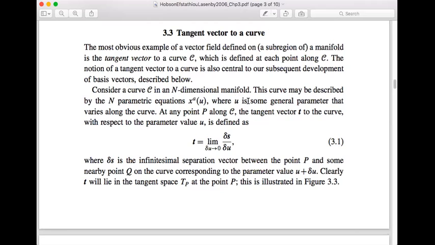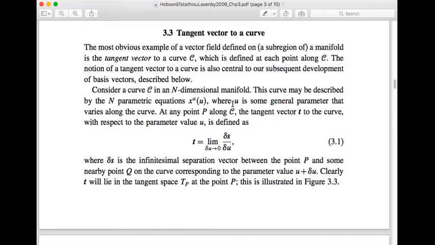This curve, just to have a concrete example, may be described by 2 parametric equations, xa. Here A would take on the values 1 and 2 to indicate that we have 2 coordinates. And these coordinates, x1 and x2, are functions of some parameter u. So u is just a real number, some general parameter that varies along the curve.